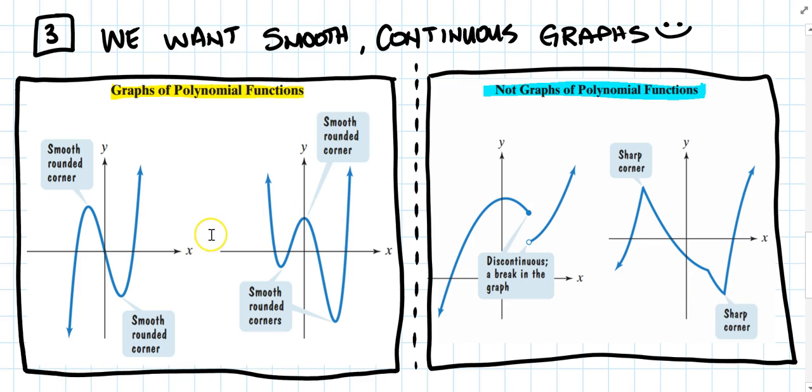So again, the ones on the left are graphs of polynomial functions. On the right, these are not because they have breaks or disconnects or some kind of a non-smooth component to their graph.